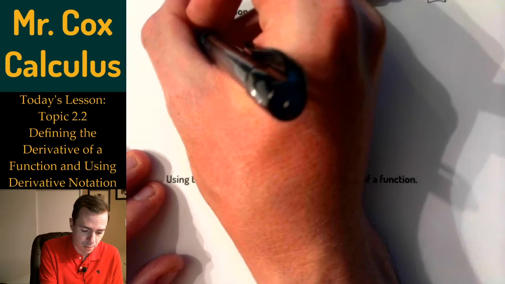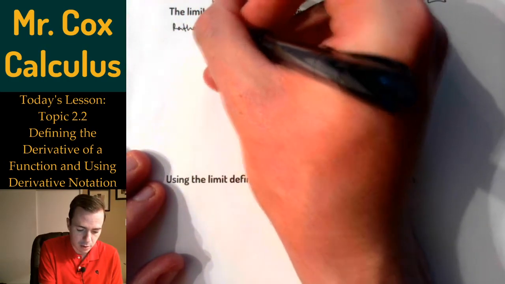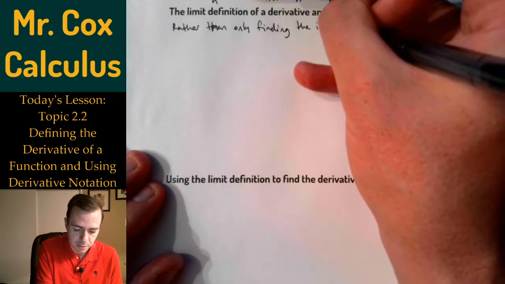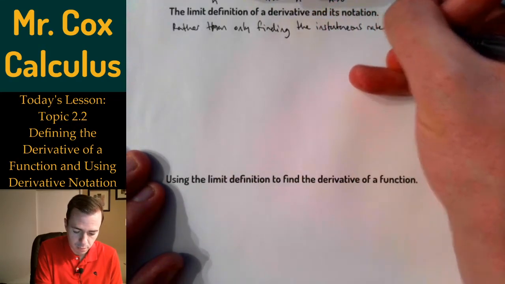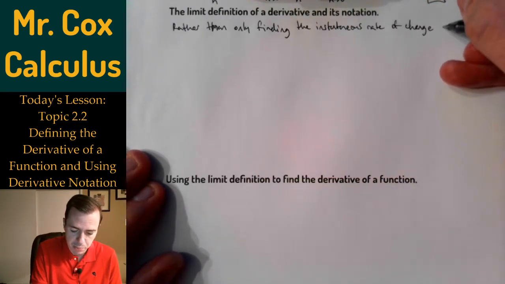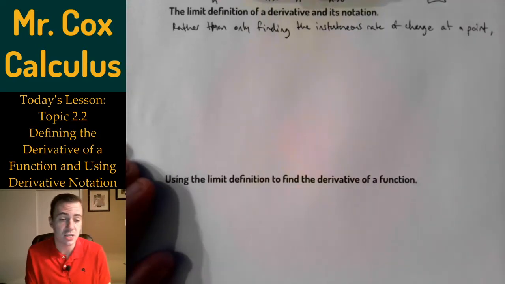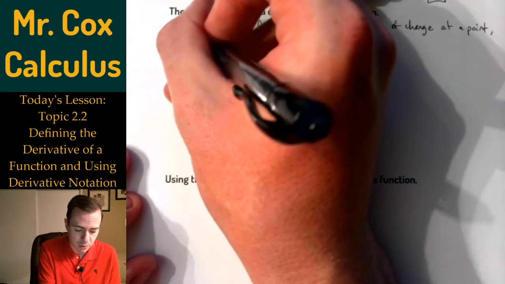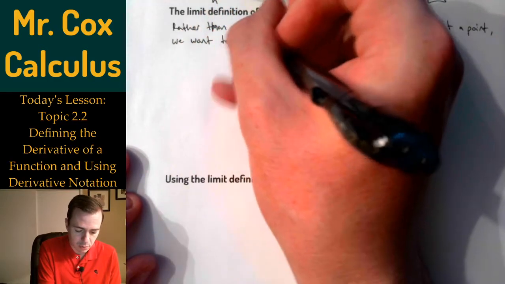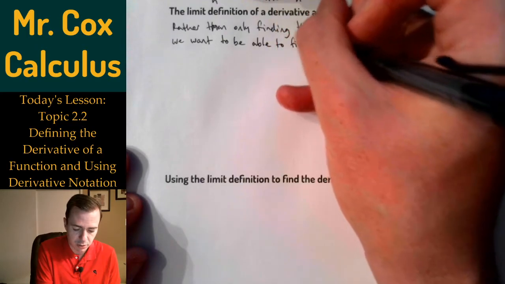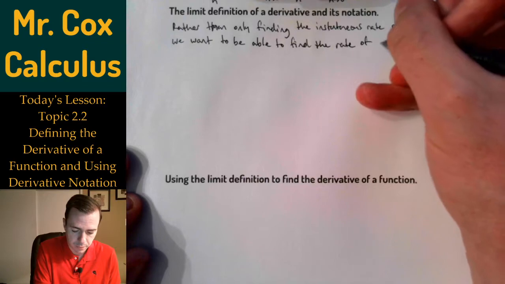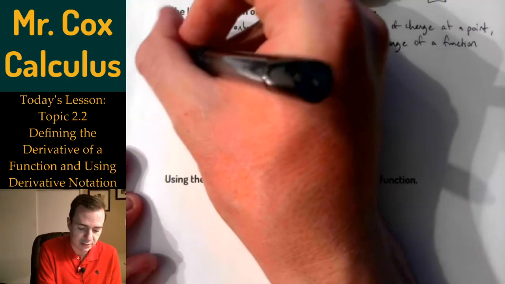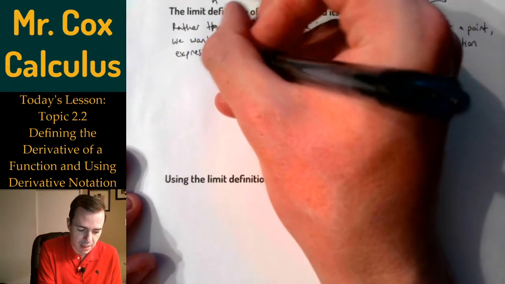So rather than only finding the instantaneous rate of change at a point, like we did in the previous video where we found the rate of change of that function at x equals 3, what we really would like to do is be able to find the rate of change of a function expressed as its own function.